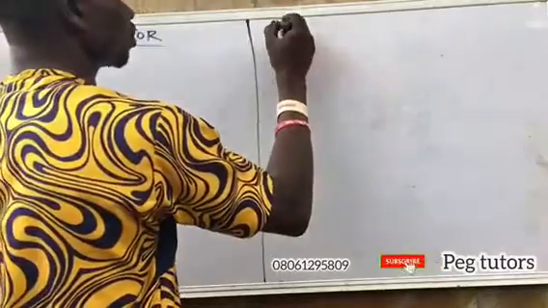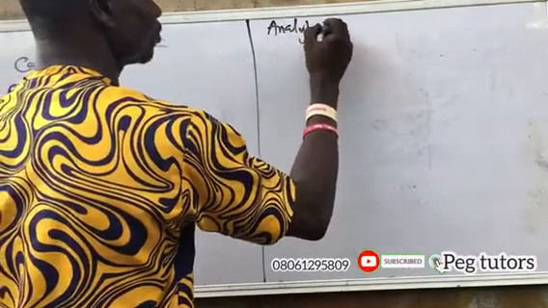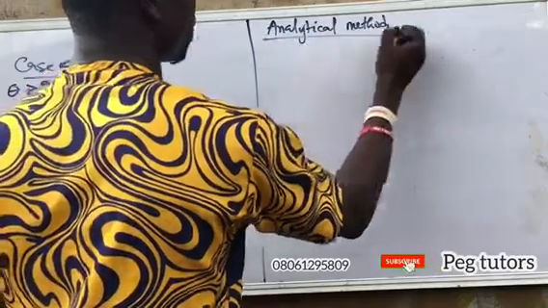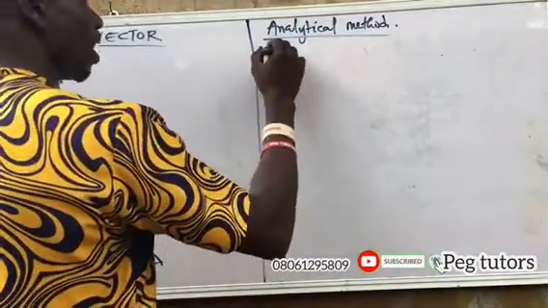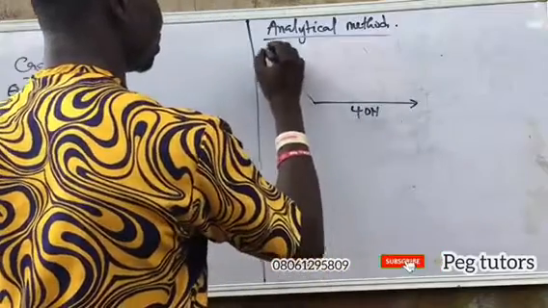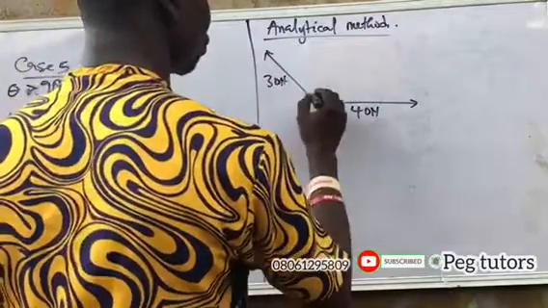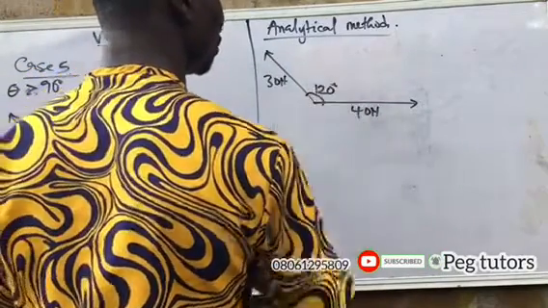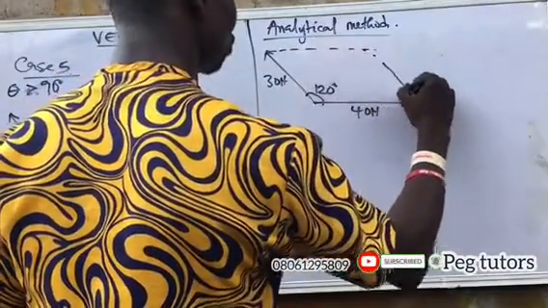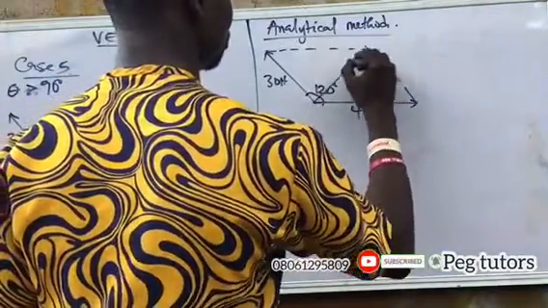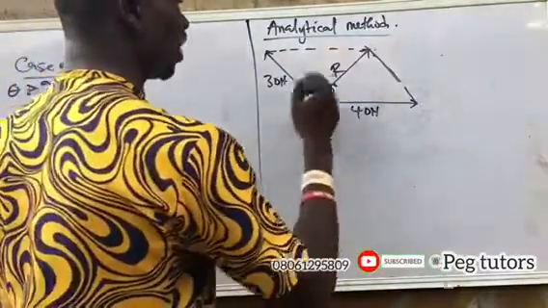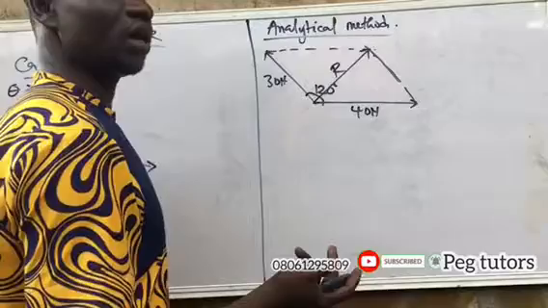Then the analytical method. Of course, you have to use formulas on this. Remember, our forces: this is 40 Newton, this is 30 Newton. So here you have 120 degrees. Now, as usual, just use your line to join this, and then draw this. So here it becomes your R. Okay, so let's solve. Remember, we're using our cosine rule.